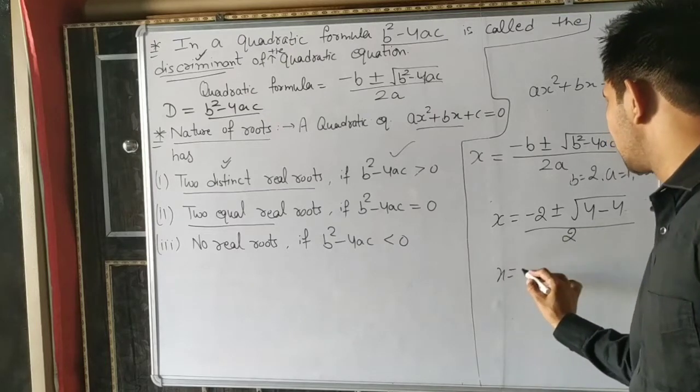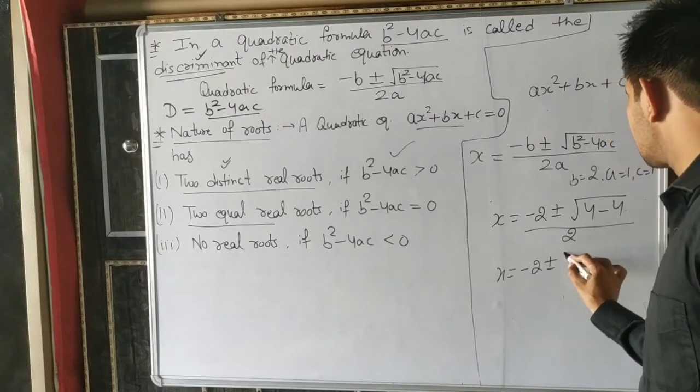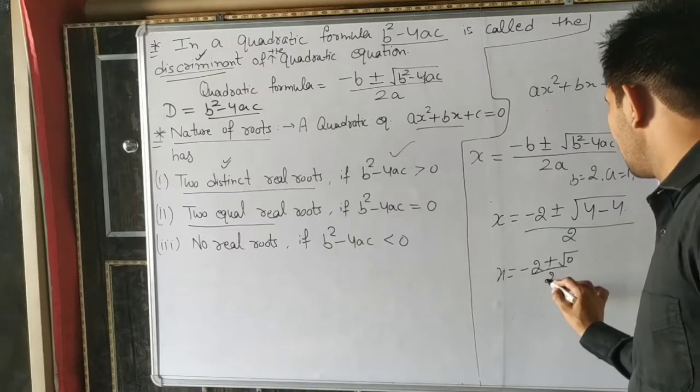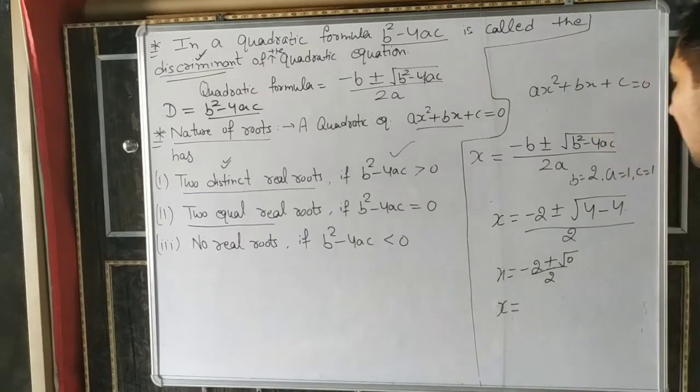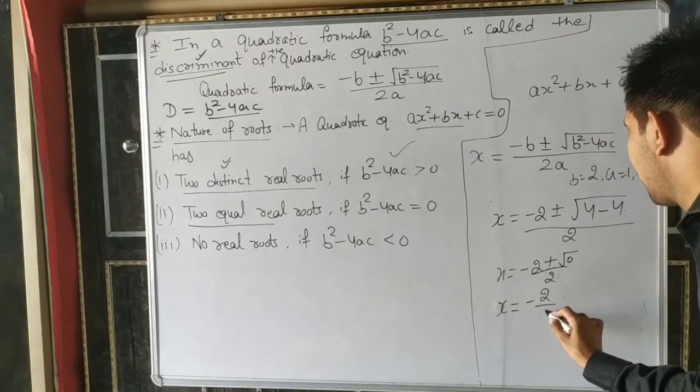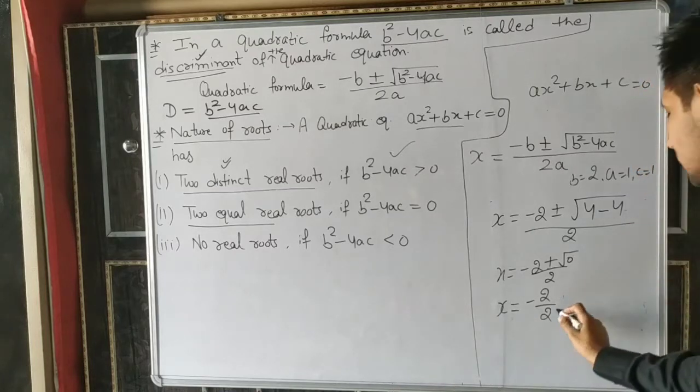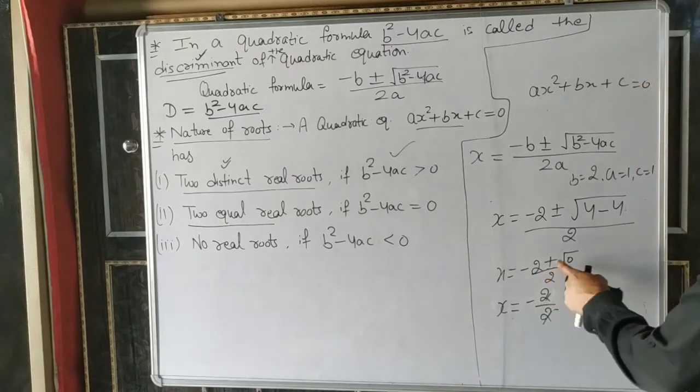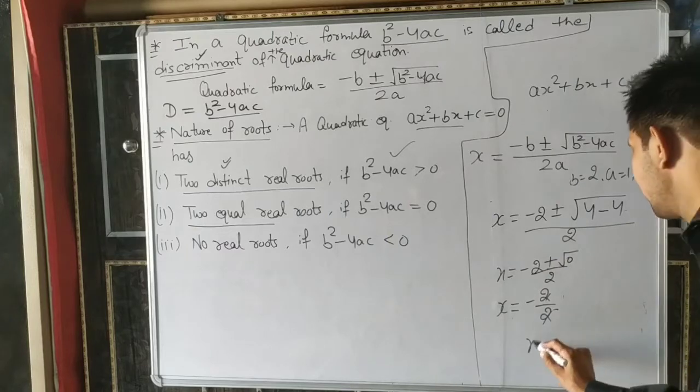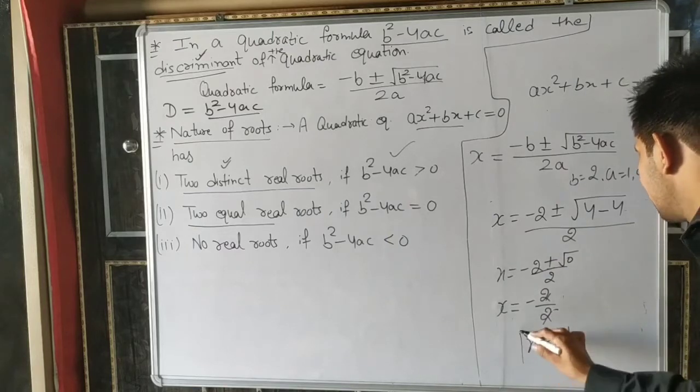So x equals minus 2 plus minus 0 divided by 2. So what remains? x equals minus 2 divided by 2. The 2 cancels 2, because minus 2 plus 0 is 0. So it means x equals minus 1.